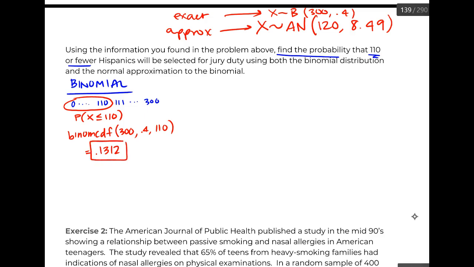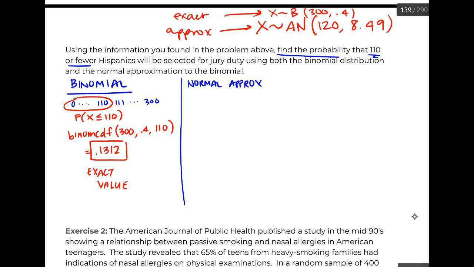So that's the exact value. Now, back in the day, this was something that was very hard to calculate because people used that formula. And so without technology, this became insurmountable. And that's where the normal approximation came in. So we'll use the normal approximation.